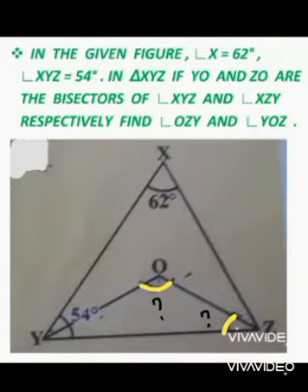In the given figure, angle X is equal to 62 degrees. Angle XYZ is equal to 54 degrees. In triangle XYZ, if YO and ZO are the bisectors of angle XYZ and angle XZY respectively, find angle OZY and angle YOZ. So let us see the figure here, children, and let us see what they have given in the question.